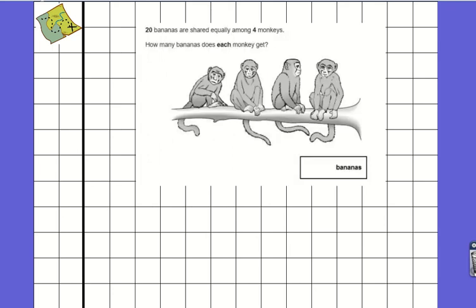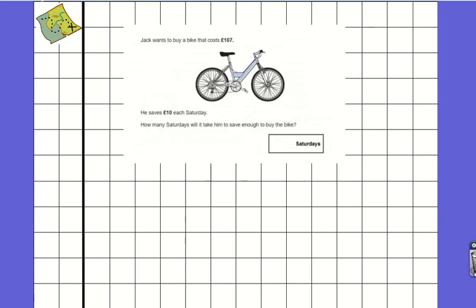20 bananas are shared equally among 4 monkeys. How many bananas does each monkey get? That's a really straightforward division, okay? So you've got 20 bananas, 4 monkeys. How many do they get each? Okay, and again, it's you choosing the method. This next one is quite tricky, so I will talk you through it.